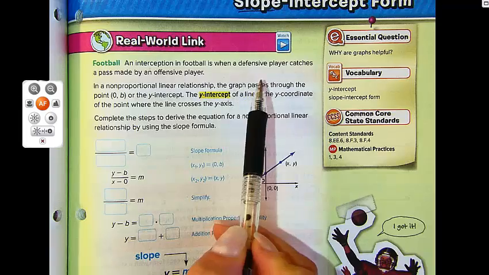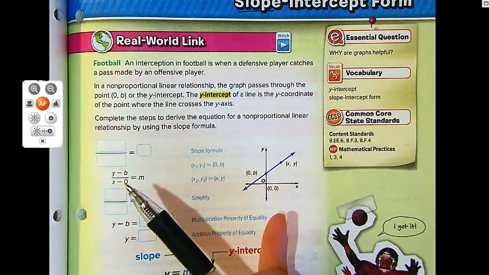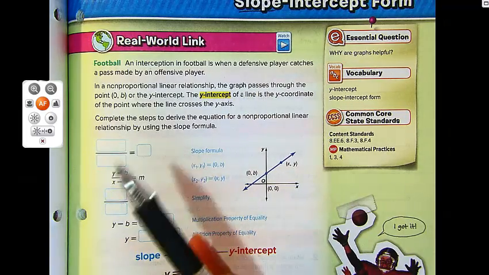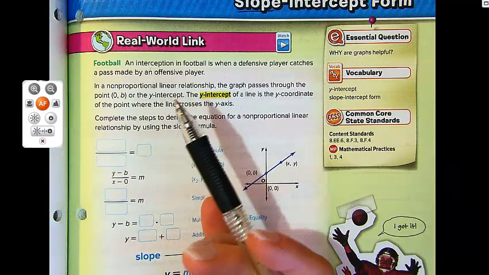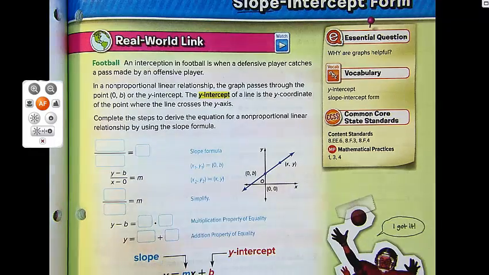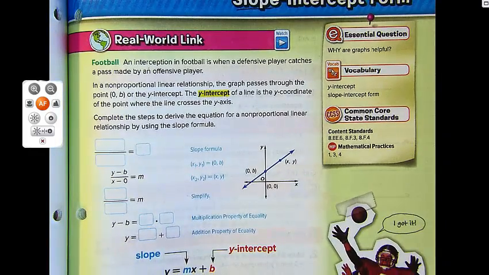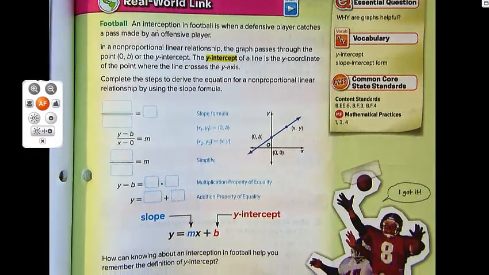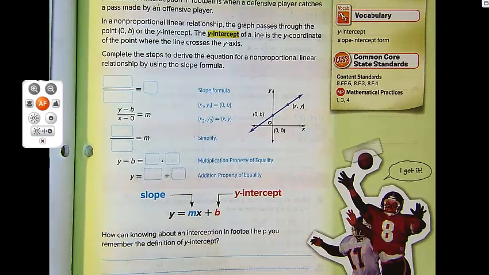An interception in football is when a defensive player, someone from the opposite team, catches a pass from the offensive player. It's when they take the ball away. Well, in math, it means something a little bit different, though.